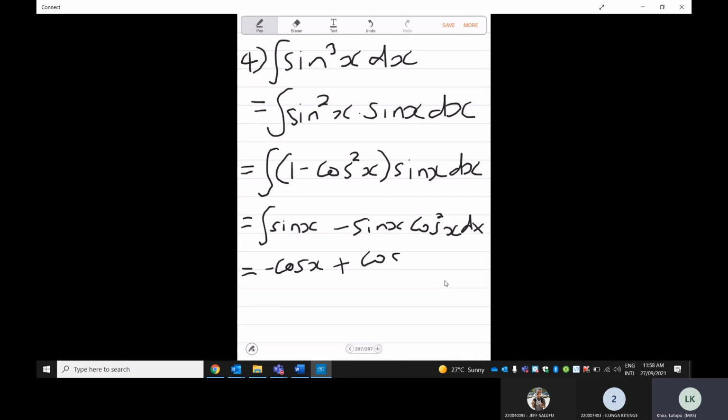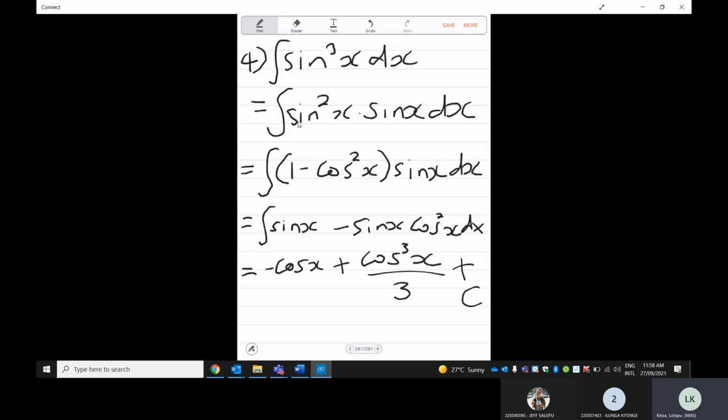Plus cos to the power of 3 x over 3. And then you add your constant of integration. So you can try differentiating this. See, the 3 will come down. It'll cancel with that one. I have cos squared x, and then the derivative of cos x is minus sine x. So I will have exactly this.